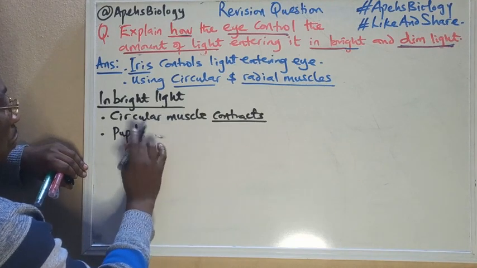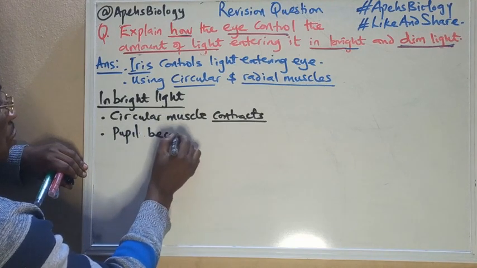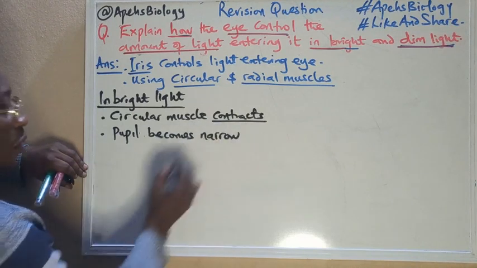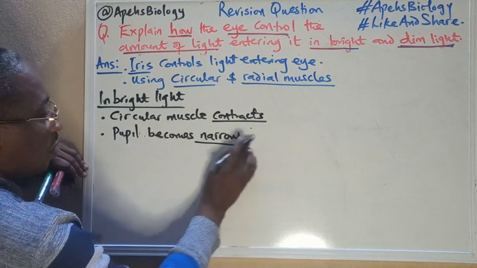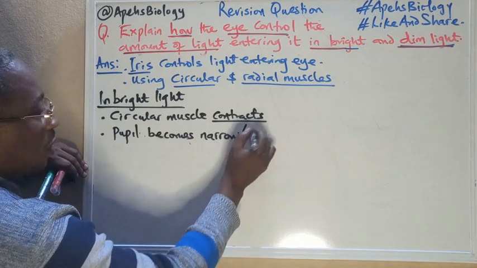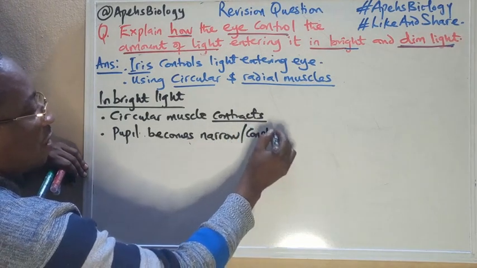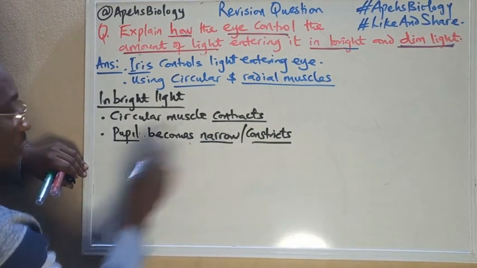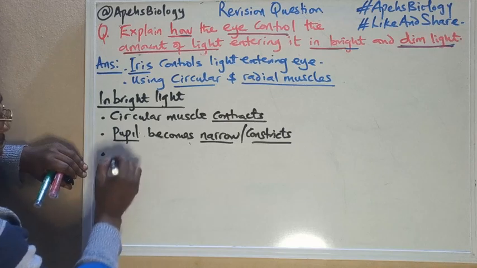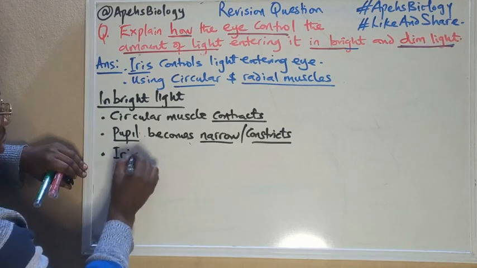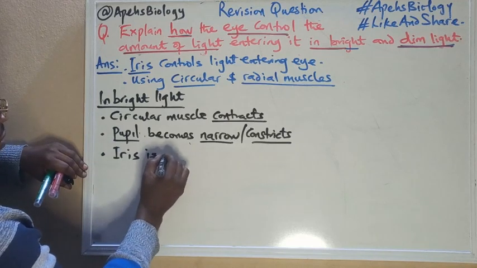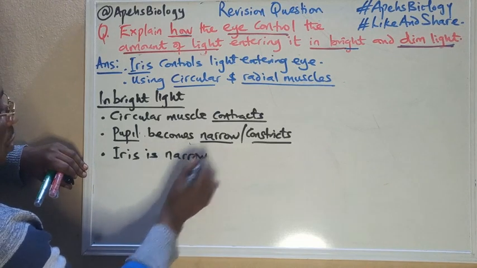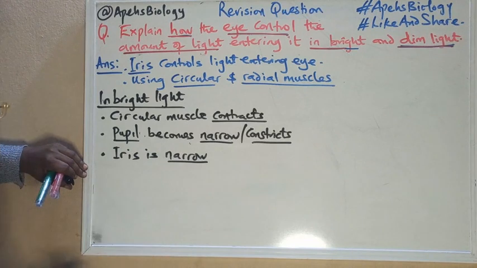Or let's use simple language. Pupil becomes narrow. All right? The pupil becomes narrow. When the pupil becomes narrow, we always call it constrict. All right? Narrow or constrict. When pupils become narrow, then at that point you now see that the iris is narrow too, right? The iris is narrow.